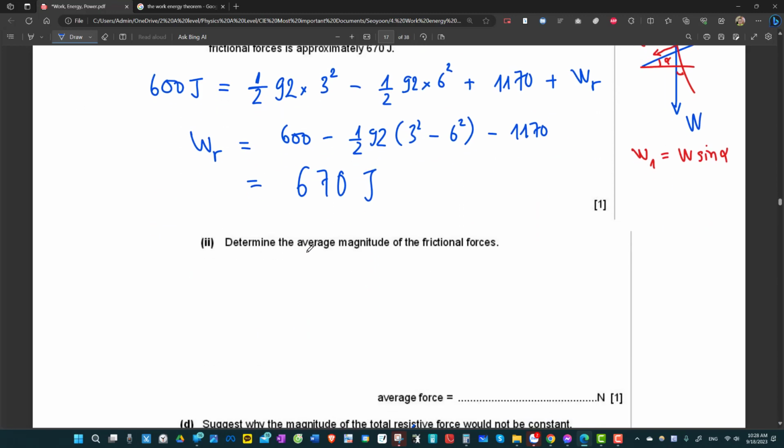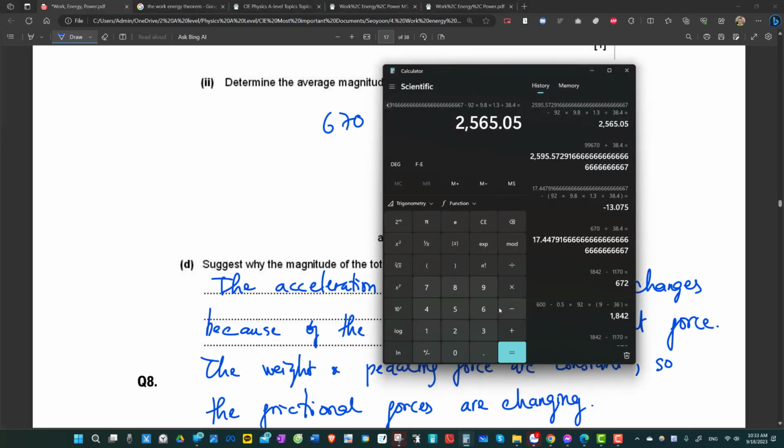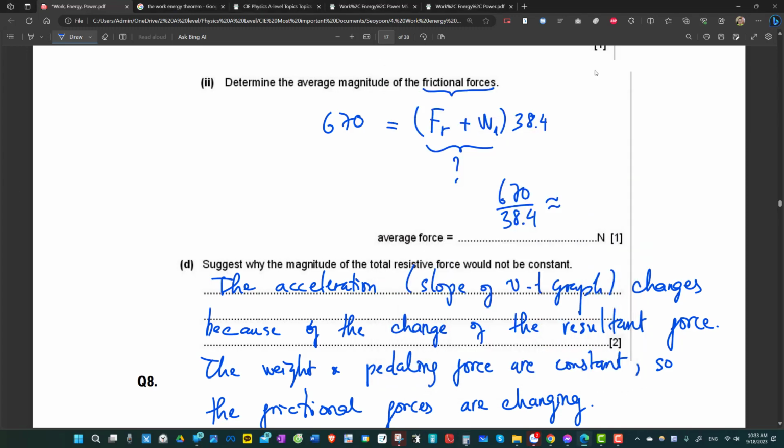The next thing, determine the average magnitude of frictional force. So this frictional force is the sum of the friction and the W1, and we don't need to calculate friction separately, but calculate this whole thing. The distance that she moved is 38.4 meters, and work done by this total force is 670, and therefore this whole force is 670 divided by 38.4, which is approximately 17 Newton. I suppose 670 divided by 38.4, yeah, 17.4 Newton.